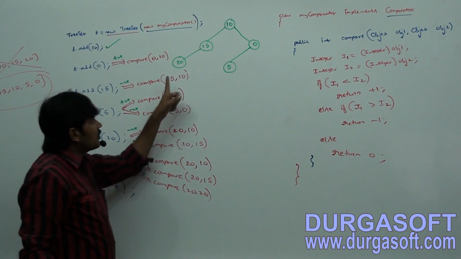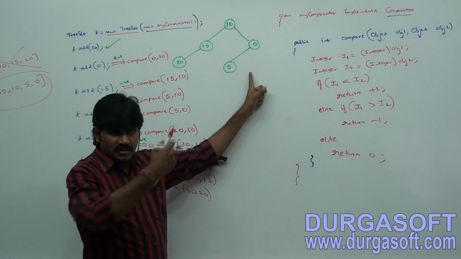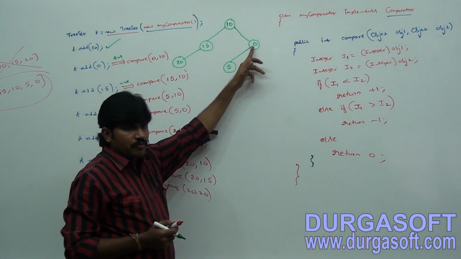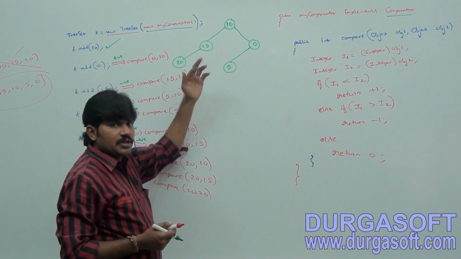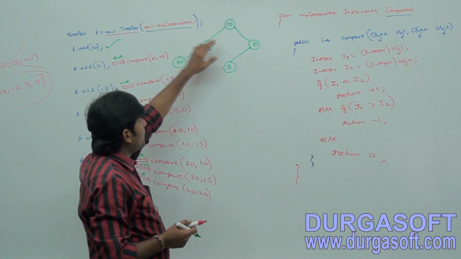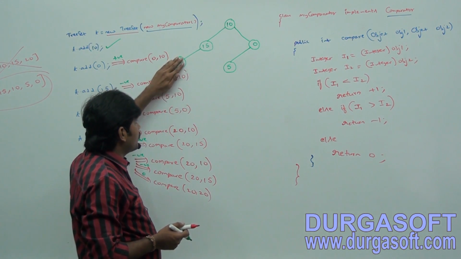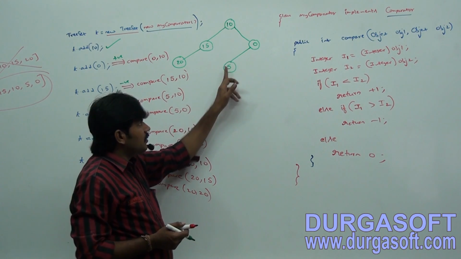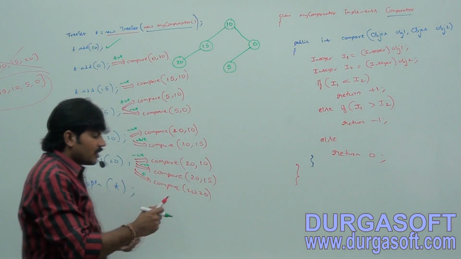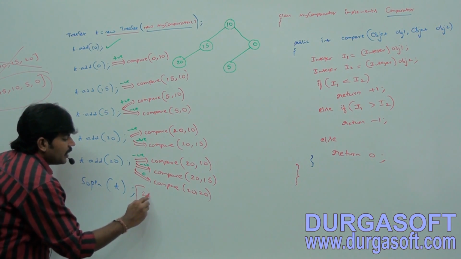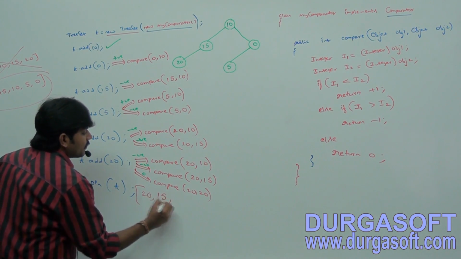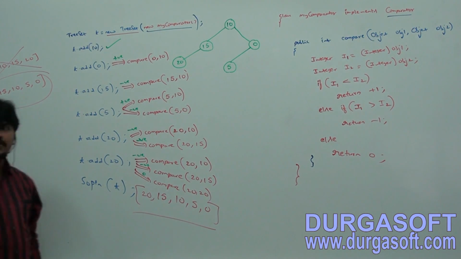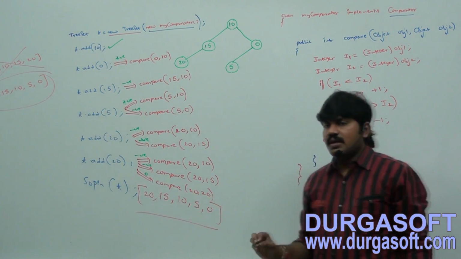Now what is the answer? Do you know in-order traversal, left to right, like in graphs? First left, next root, next right. So the answer we are going to get is 20, 15, 10, 5, 0. That's all. This much story is there if you want to customize your sorting.